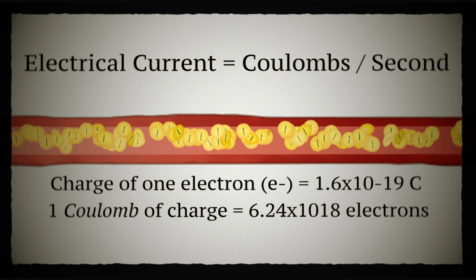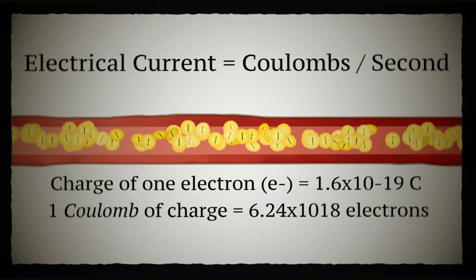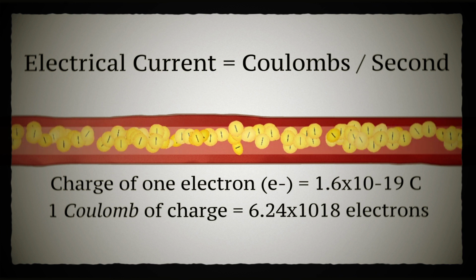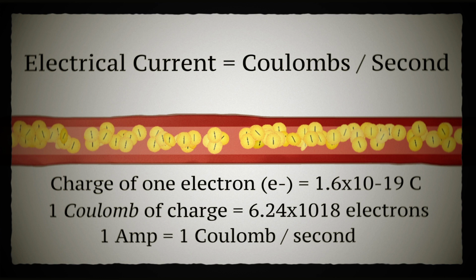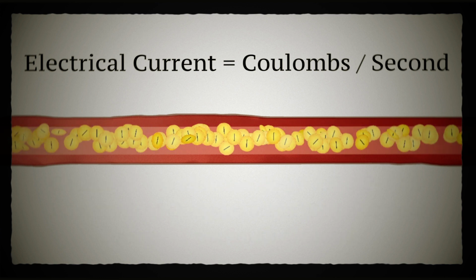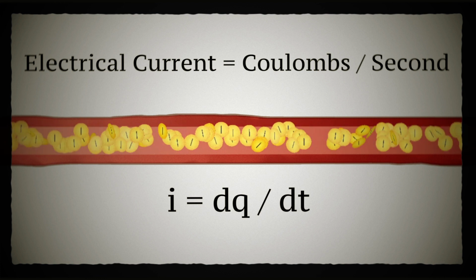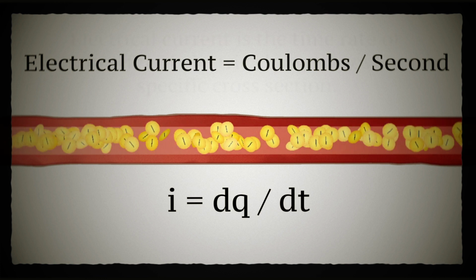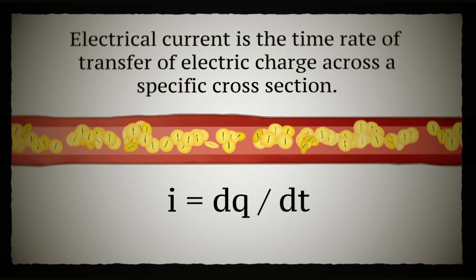The base unit that we use for electrical current is an ampere, named after André-Marie Ampère, a self-taught French physicist and mathematician. The relationship between amperes, also called amps, and the current that we measure in coulombs per second is 1 amp is equal to 1 coulomb of charge moving past a point each second. Symbolically, we use the letter I to represent electrical current, and the letter Q to represent charge. We can formally define electrical current as the time rate of transfer of electric charge across a specific cross-section.